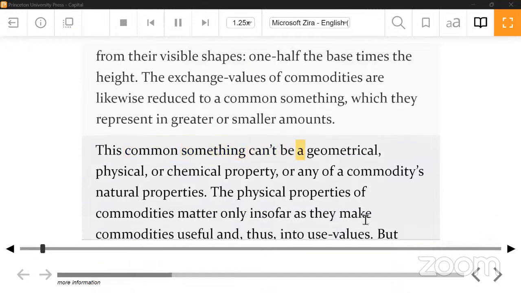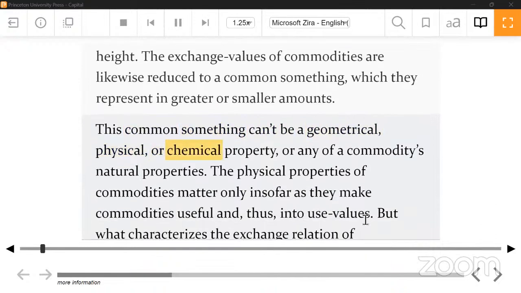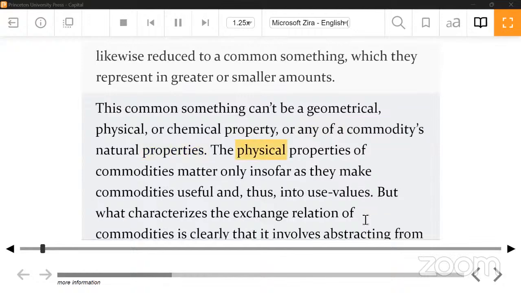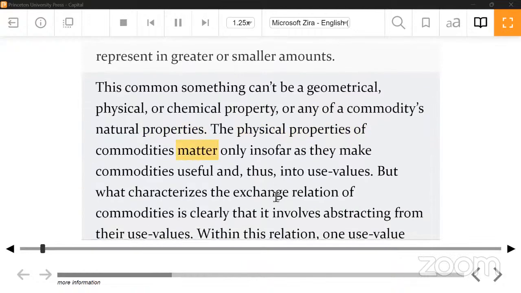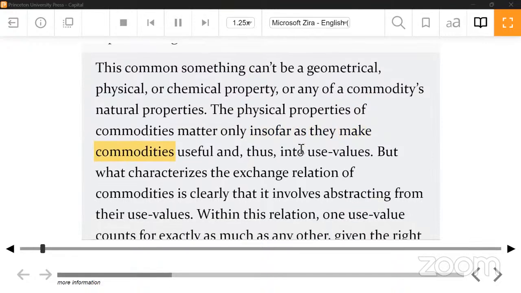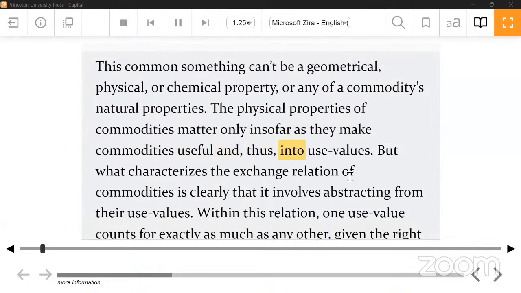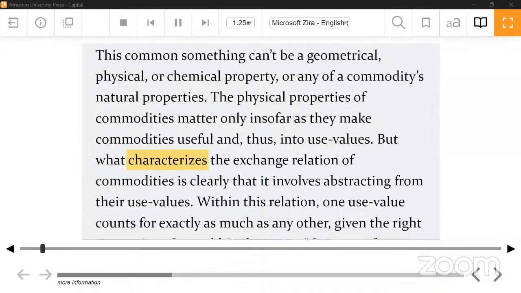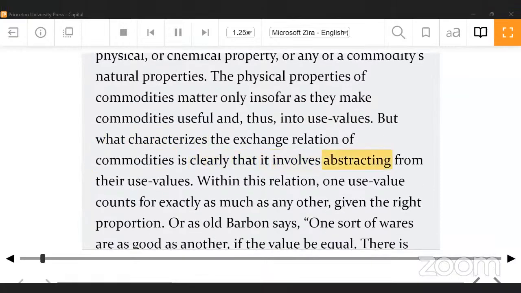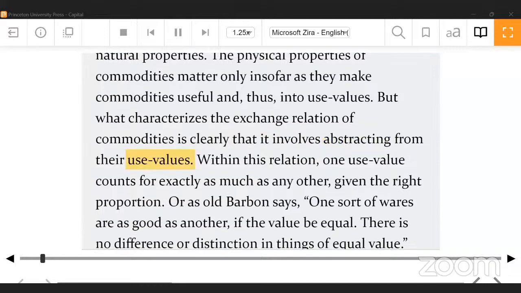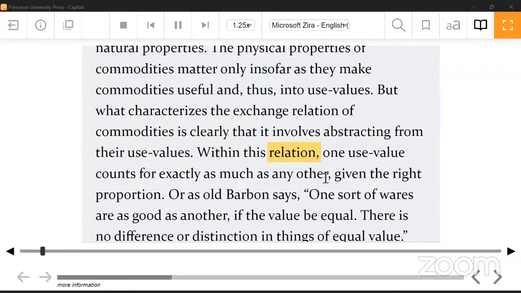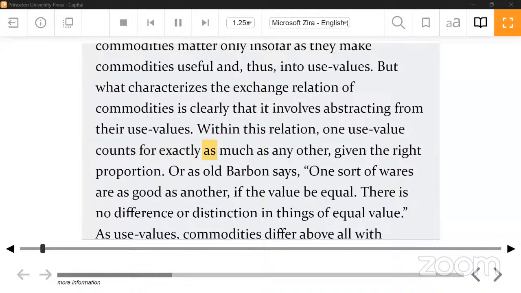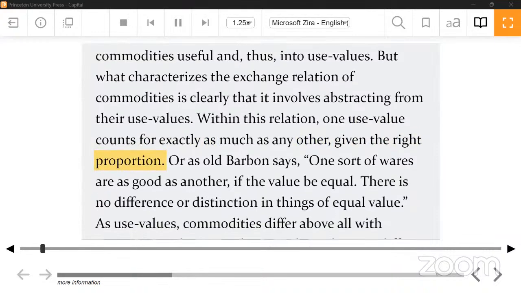This common something can't be a geometrical, physical, or chemical property, or acting from their use values. Within this relation, one use value counts for exactly as much as any other, given the right proportion.